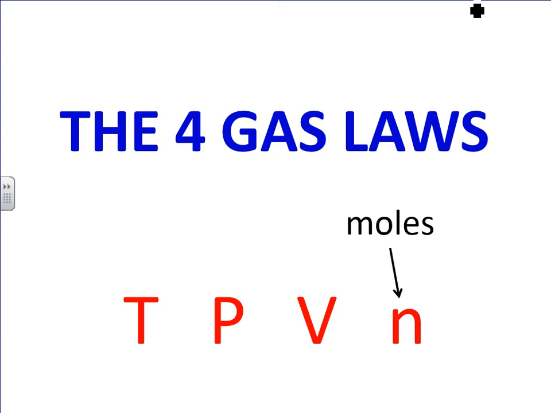And these gas laws will be relating to us the 4 variables of gases that we've been talking about: temperature, pressure, volume, and moles. Moles, remember, is represented by the letter N, not the letter M, since M is used for mass. There are 4 of these laws. We'll describe each and then give you an equation for each.